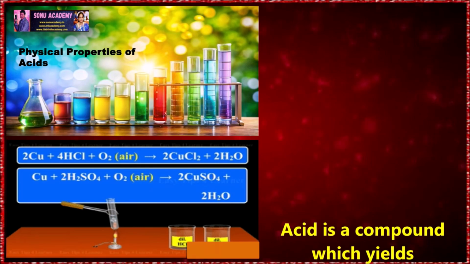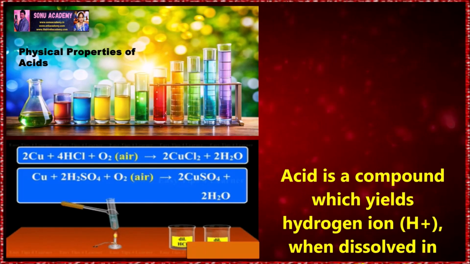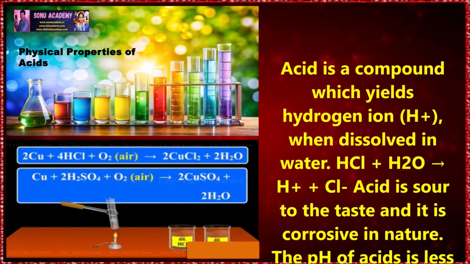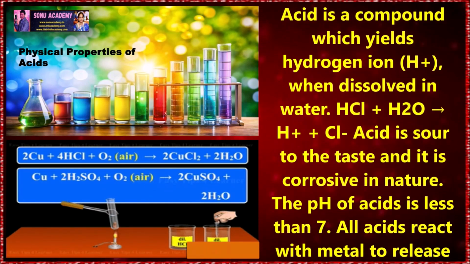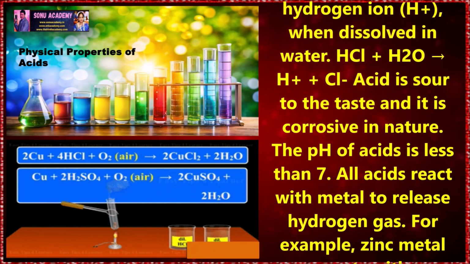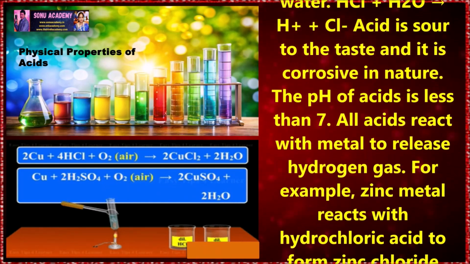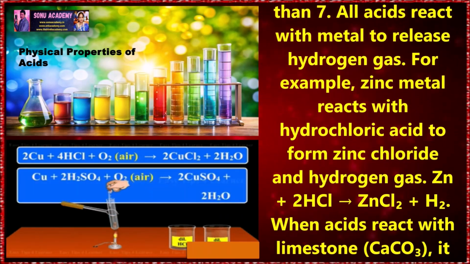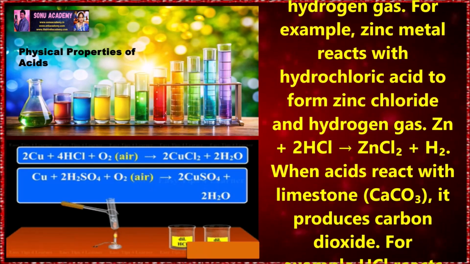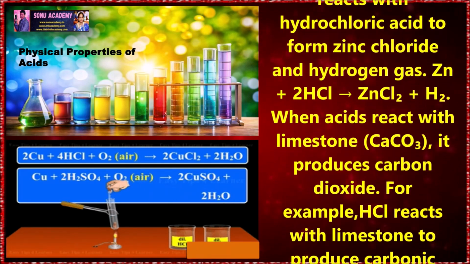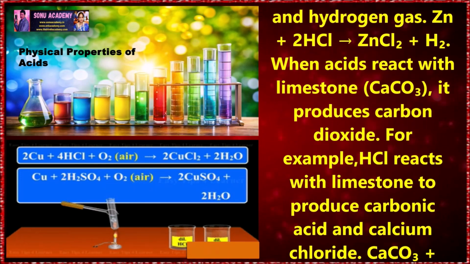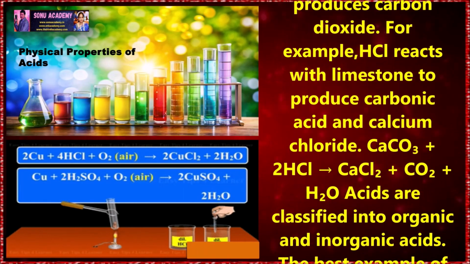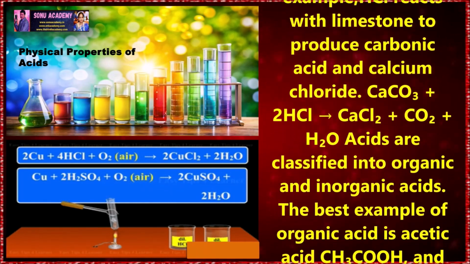Children, an acid is a compound which yields hydrogen ions when dissolved in water, and an acid is sour to taste and corrosive in nature. The pH of acids is less than 7. All acids react with metals to release hydrogen gas. For example, zinc metal reacts with hydrochloric acid to form zinc chloride and hydrogen gas. When acids react with limestone, it produces carbon dioxide. For example, HCl reacts with limestone to produce carbonic acid and calcium chloride.